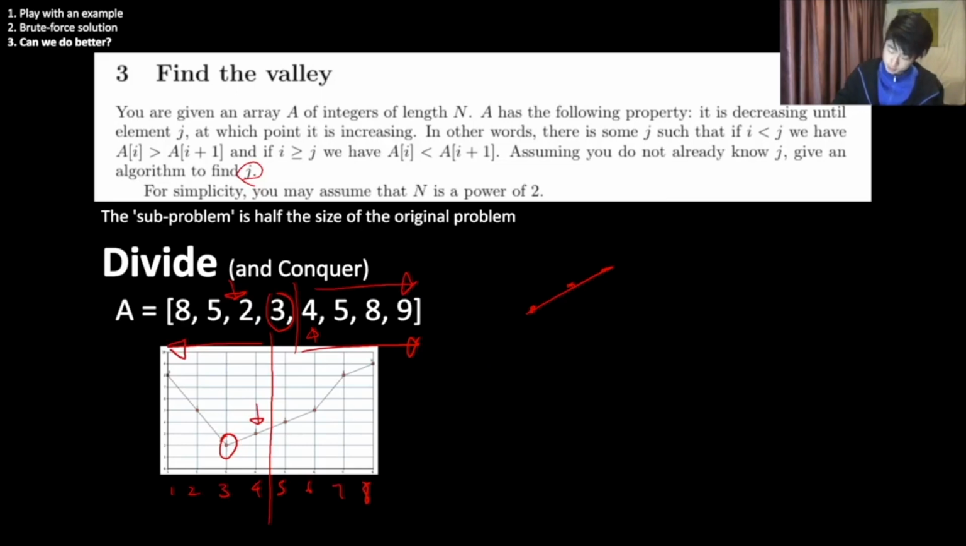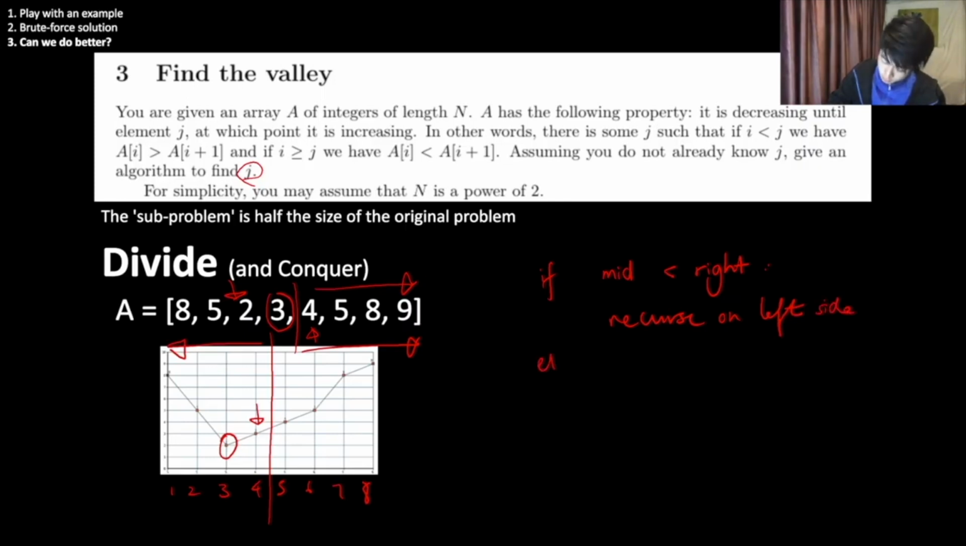Okay, so we can see a more general pattern or algorithm condition, I guess, which is that if, let's say, the mid element is smaller than right, then recurse on the left side, else recurse on the right side.